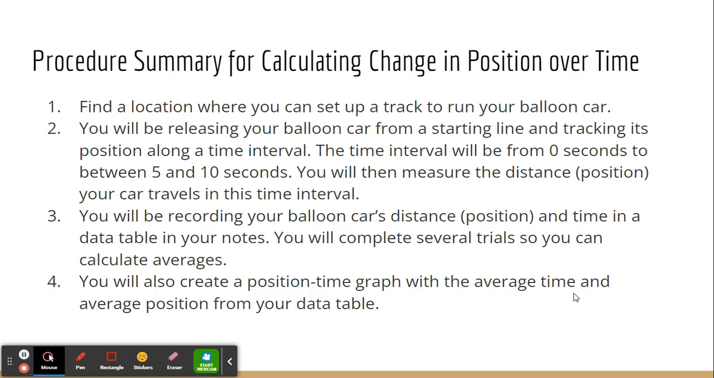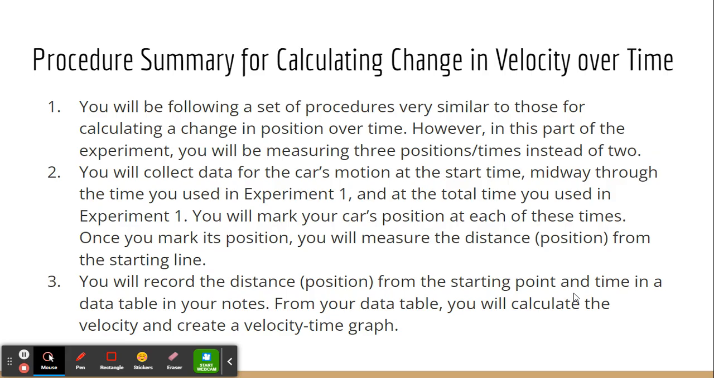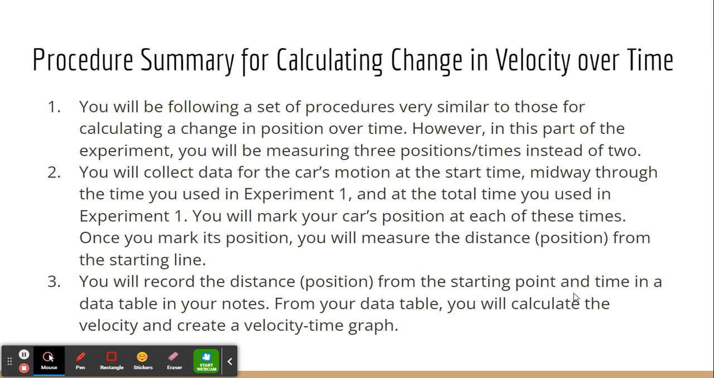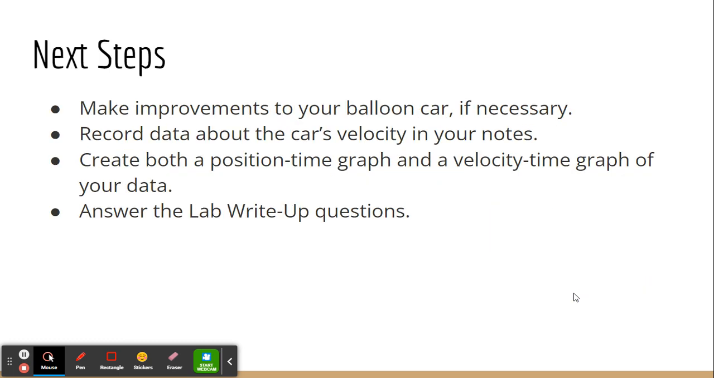So here we have the project summary for calculating change in position over time, as well as change in velocity over time. So these are once again the same set of procedures that we've done twice before. Okay, it's going to tell you to start at the start line. Once you let your balloon car go, also start your timer. Okay, mark your car position at multiple times, measure those, right? And then we have data tables that you can fill those in that are also provided for you in the lab section.